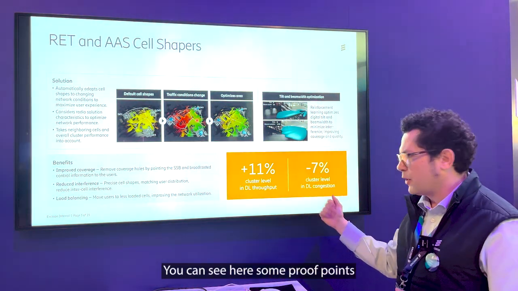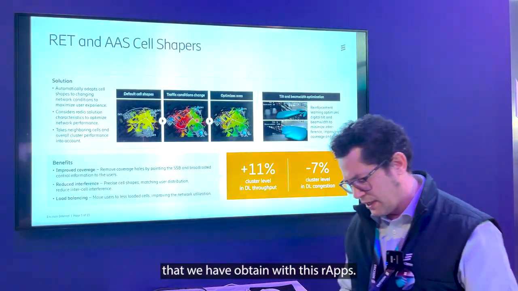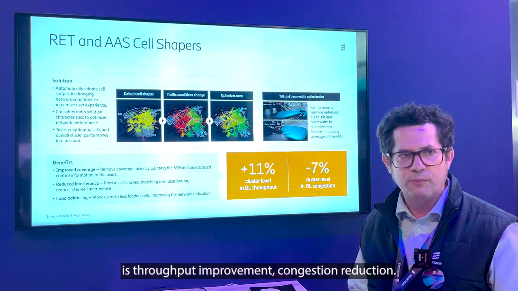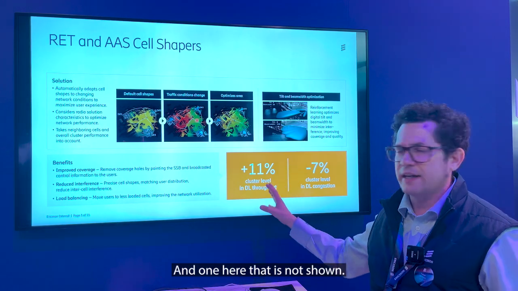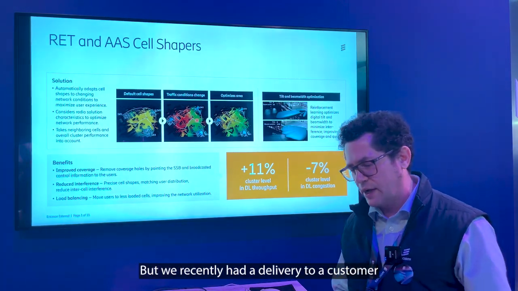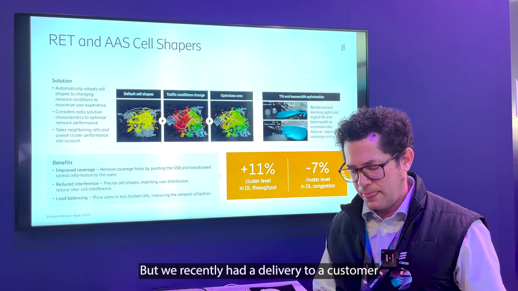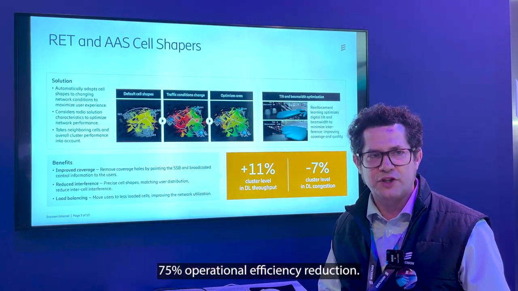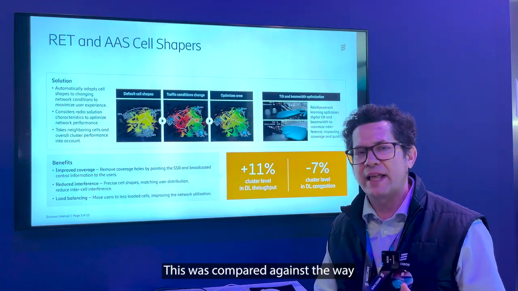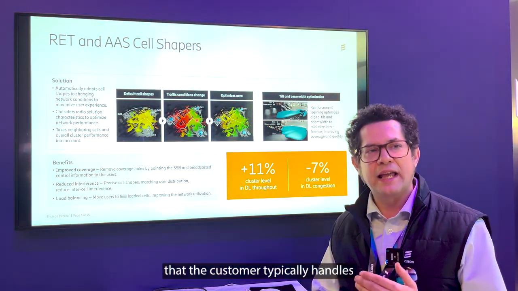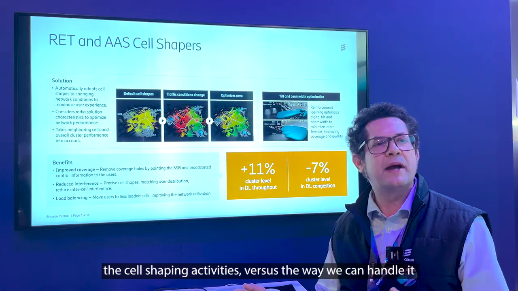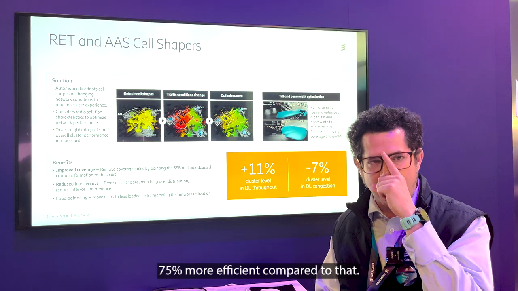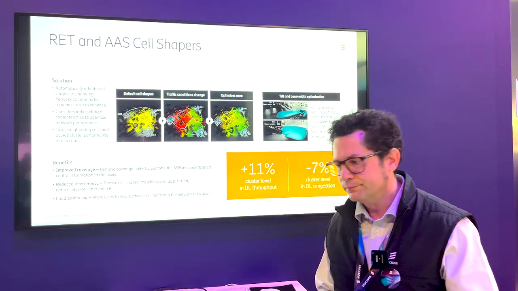You can see here some proof points that we have obtained with these rApps, and typically on customer performance improvement, throughput improvement, congestion reduction, and one here that is not shown, but we recently had a delivery to a customer in the US where we achieved 75% operational efficiency reduction. This was compared against the way that the customer typically handles the cell shaping activities versus the way we can handle it in the rApp world. So the result was that we can be 75% more efficient compared to that.